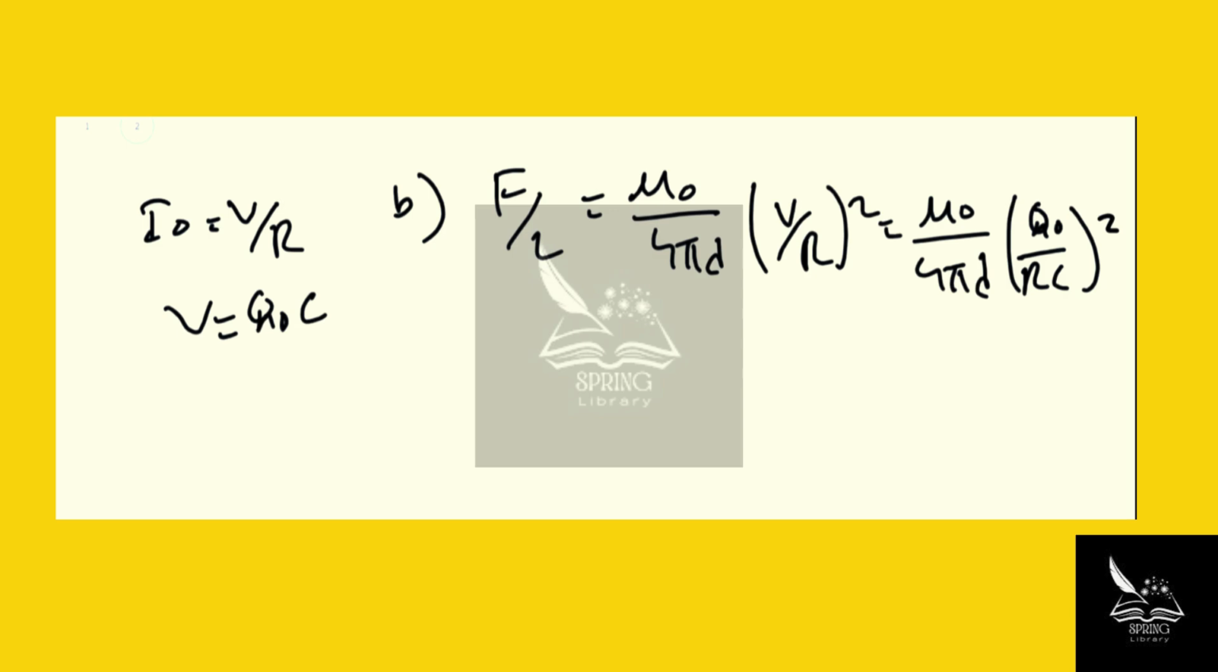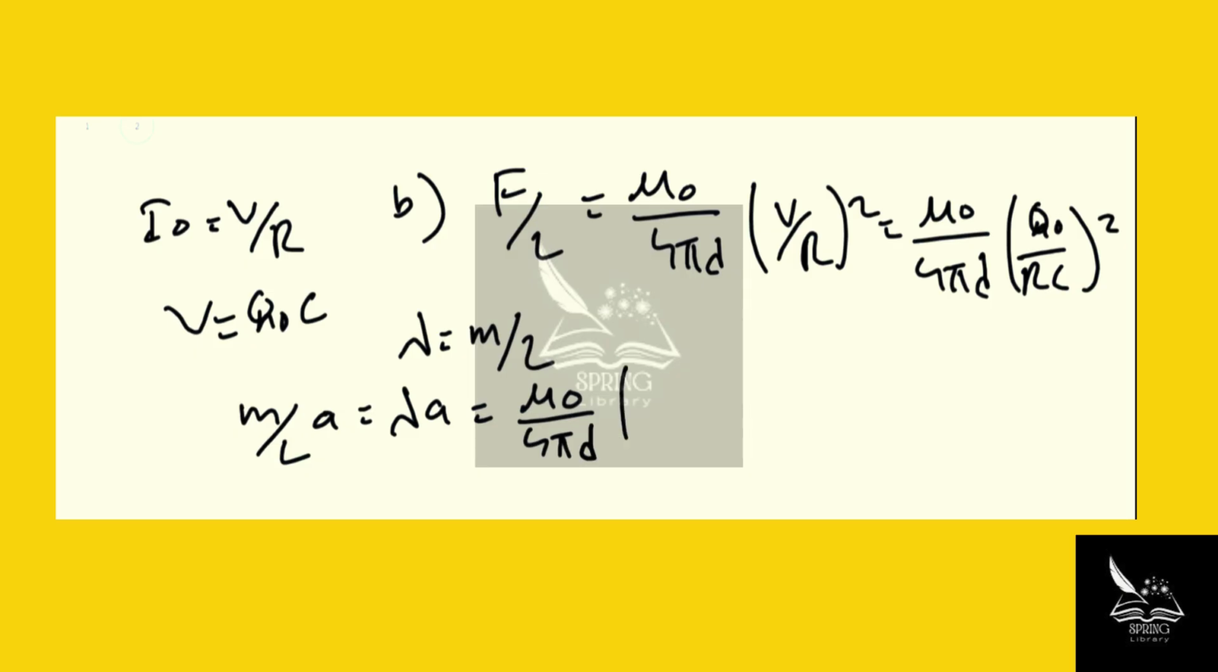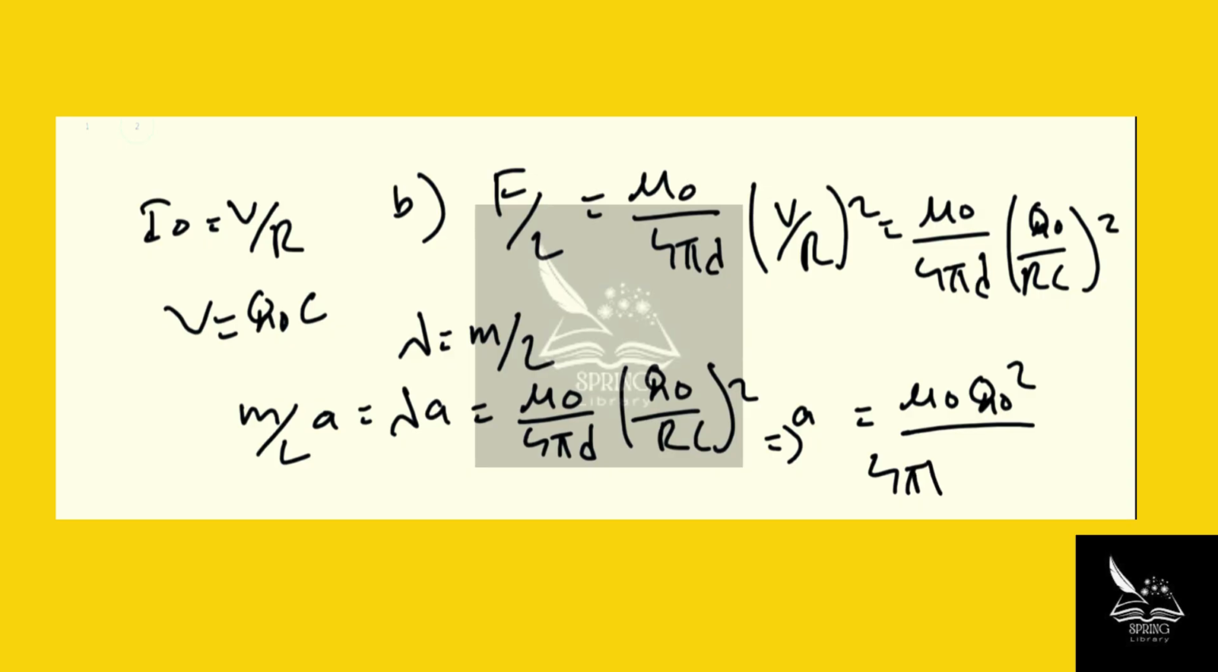We now combine this equation with the equation that we wrote earlier for force per unit length, which is equal to mass times A divided by L, taking into account the density. We know the density is mass per unit length. So mass over length times A is equal to density times A, which is mu naught over 4 pi d times Q naught over RC, squared. From here, the acceleration will be mu naught Q naught squared divided by 4 pi lambda R squared C squared d.